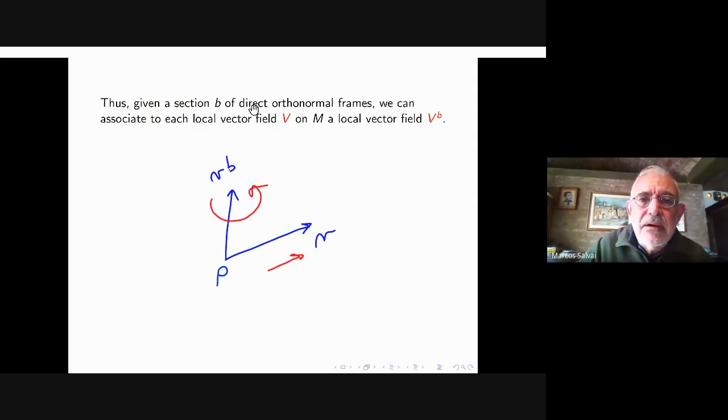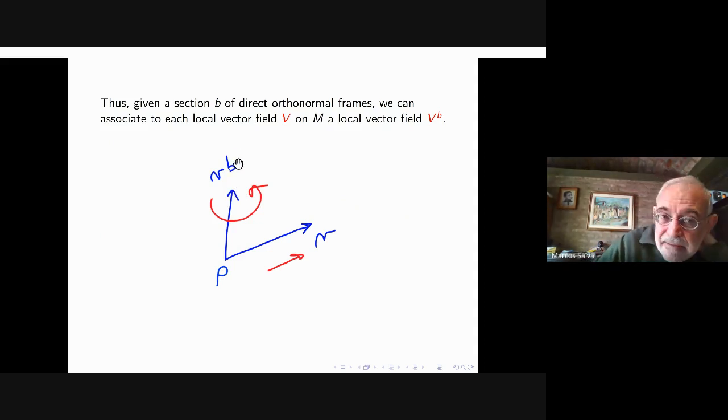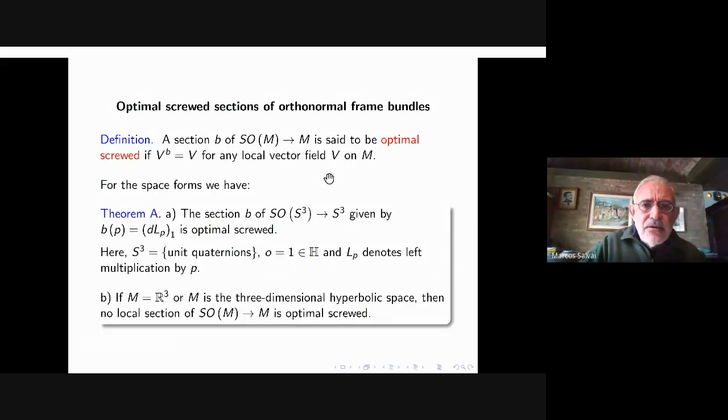Thus, given a section B of the direct orthonormal frames, we can associate to each local vector field B on M, on the three-dimensional manifold M, a local vector field BB. So to this vector B, I associate this vector BB, which depends on the section. That means if you translate in the direction of B, then simultaneously you must rotate around this vector BB. And the longer the vector BB, the more intense is the rotation, as you know. Well, and now I define what are called optimally screwed sections of orthonormal frame bundles.